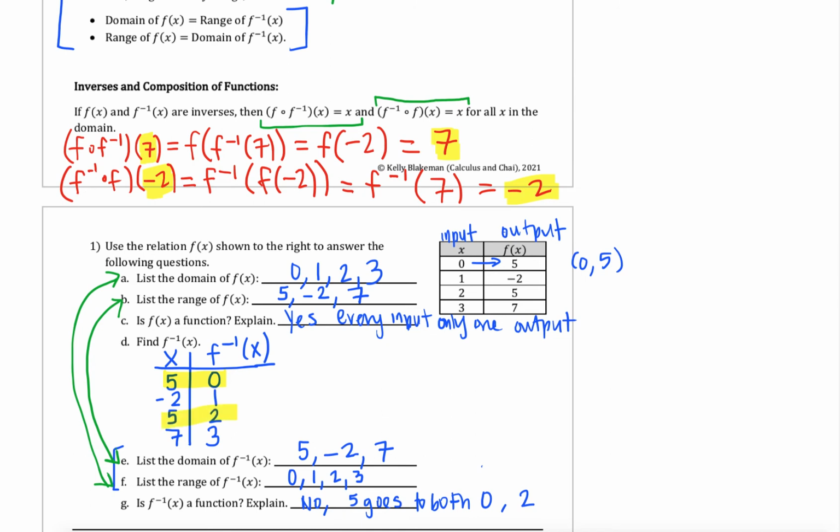If we were to plot the points for f inverse here and plot these 4 points on a graph, we would notice that f inverse would not pass the vertical line test, and therefore that's why f inverse is not a function. We could also draw a mapping diagram and we would have 2 arrows coming out of the value for 5.